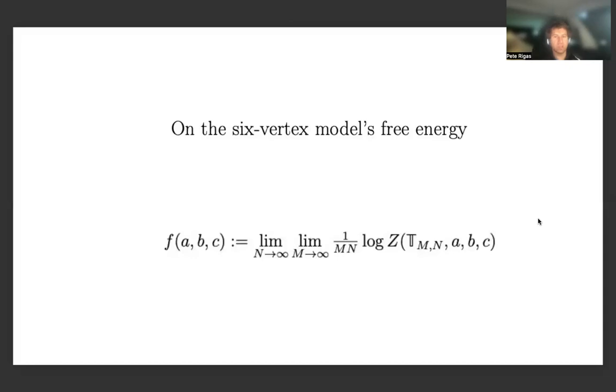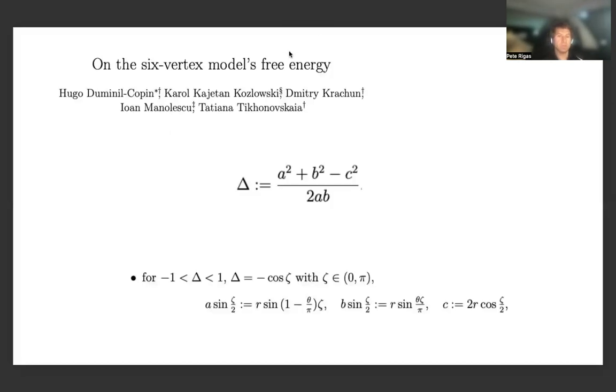And this is the reference that I mentioned due to Dumino-Kupan and several co-authors, in which Kozlowski and several co-authors and Manulescu and others characterize the free energy function of the six vertex model. So recall from a previous slide when we introduced the six vertex model that there exist these isotropic choices of parameters, which they use to define the free energy as little a, little b, and little c, respectively. And they take the limit as big M goes to infinity and big N goes to infinity. And they're looking at the logarithm of the partition function of the six vertex model over the torus with these three isotropic parameters.